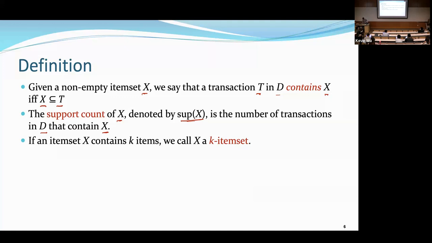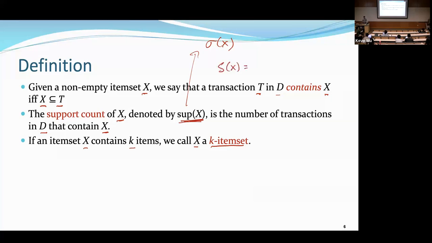And if an item set X contains K items, we call the item set X a K-item set. So for example, if X contains 3 items, then X is a 3-item set. Here in our notation, we use SUP(X) to represent the support count of the item set X. In the textbook, it uses a slightly different notation. In the textbook, this is written as sigma X.